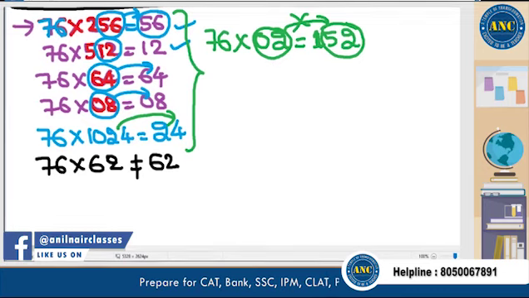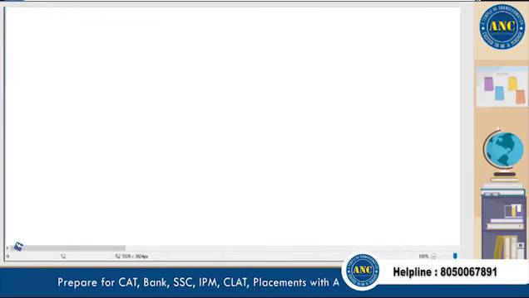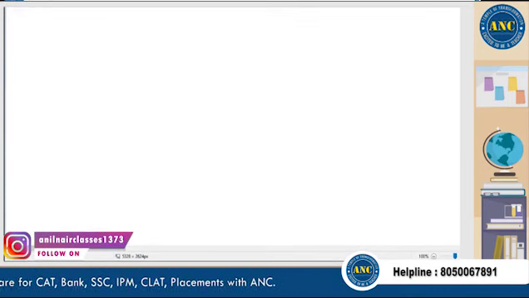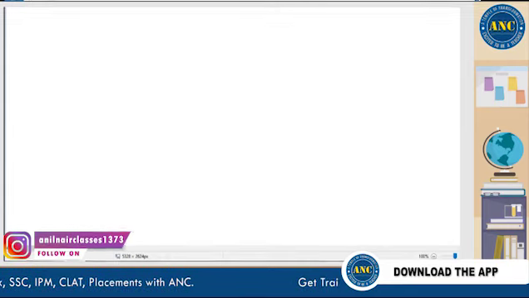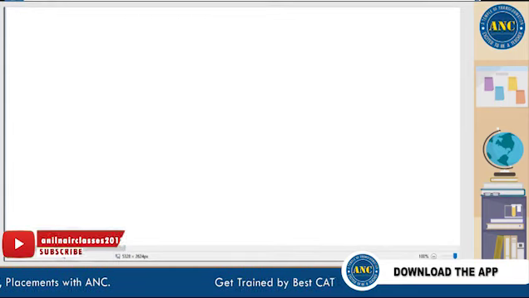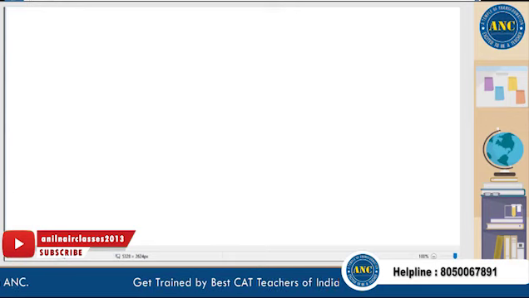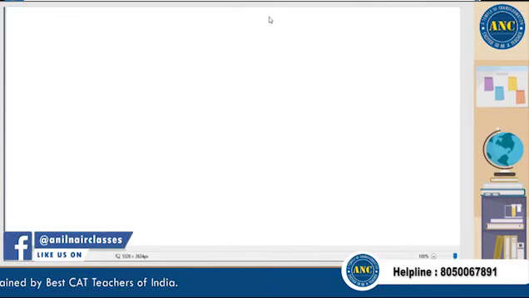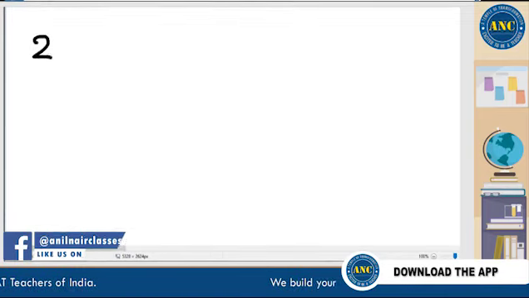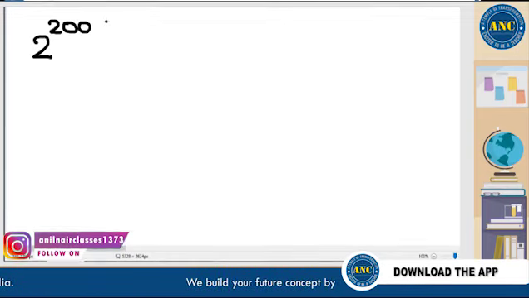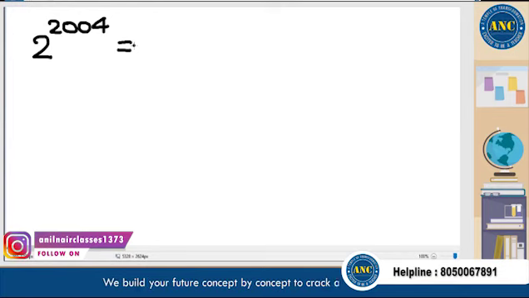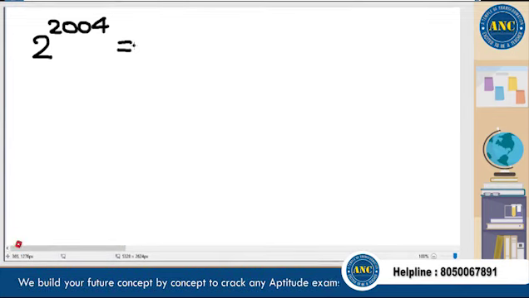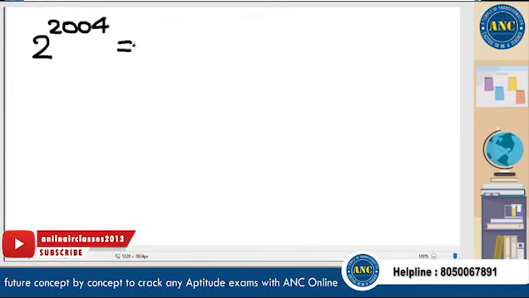Now let us solve some very good questions on type 5, which will also clear Ramya's doubt of what if the base has the last digit, or the unit digit, as an even number. Now listen to this carefully, sir. Let me start with an easy question. 2 power 2004. First question, listen carefully.